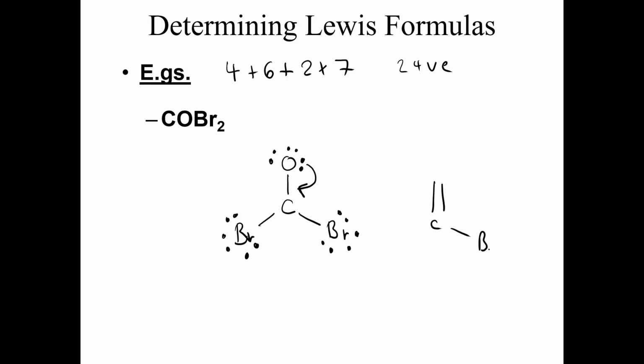Carbon, bromine, oxygen, 4 electrons, and then each of these bromines has 8 electrons. 5, 6, 7, 8 total. 3 lone pairs, 6 electrons and 1 from the bond. That's 8.